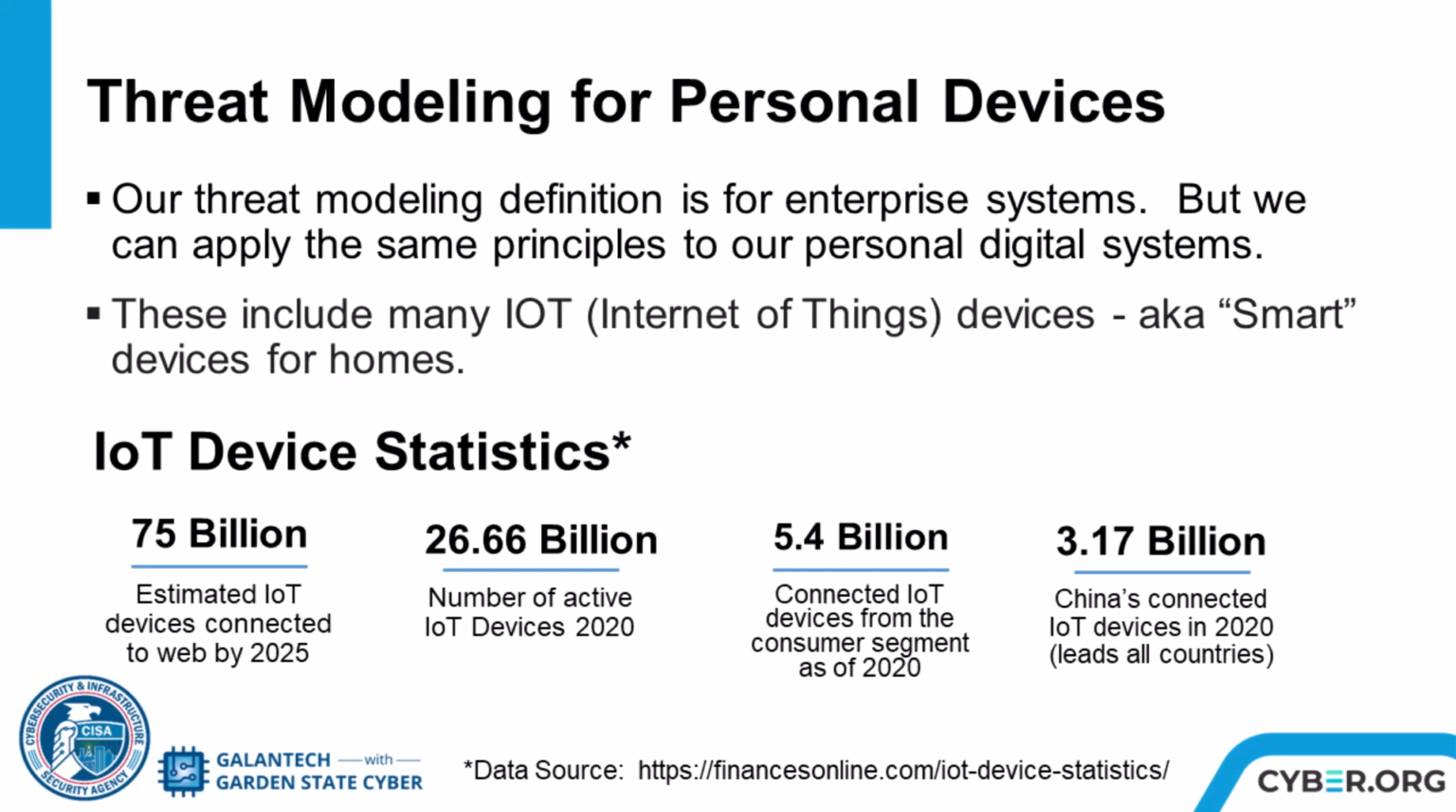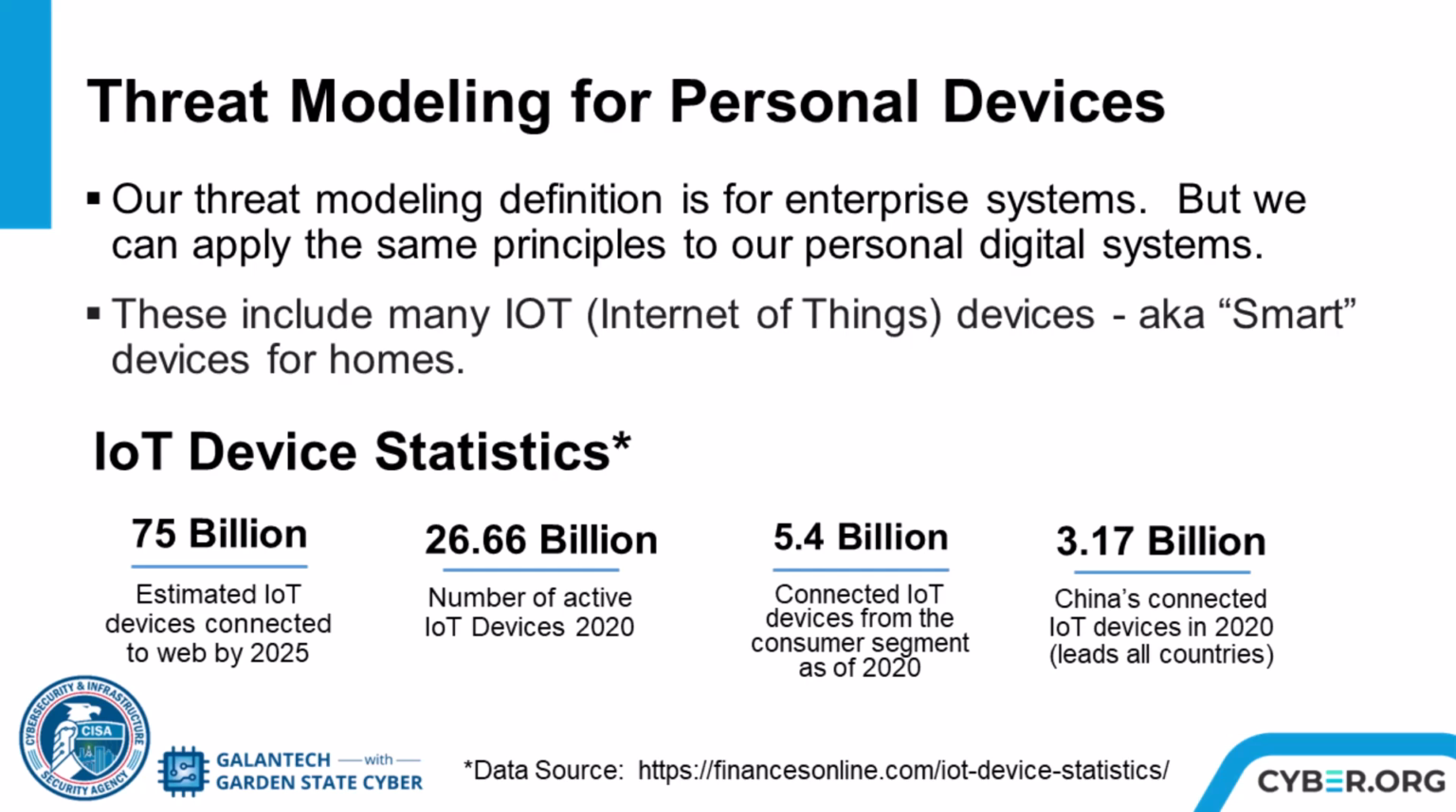Most people have more devices than just a PC or a smartphone. Their personal digital systems can include many other devices like iPads, Alexa-enabled devices such as the Echo, Ring doorbells, or literally thousands of other types of devices. All of these smart devices are considered part of the Internet of Things.